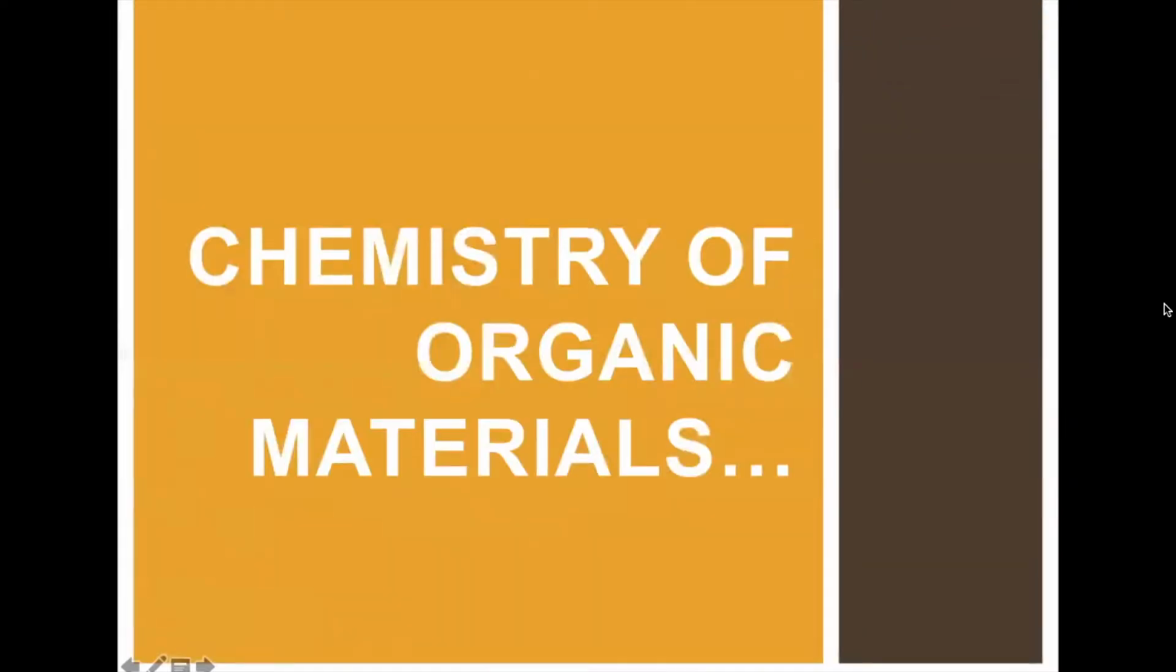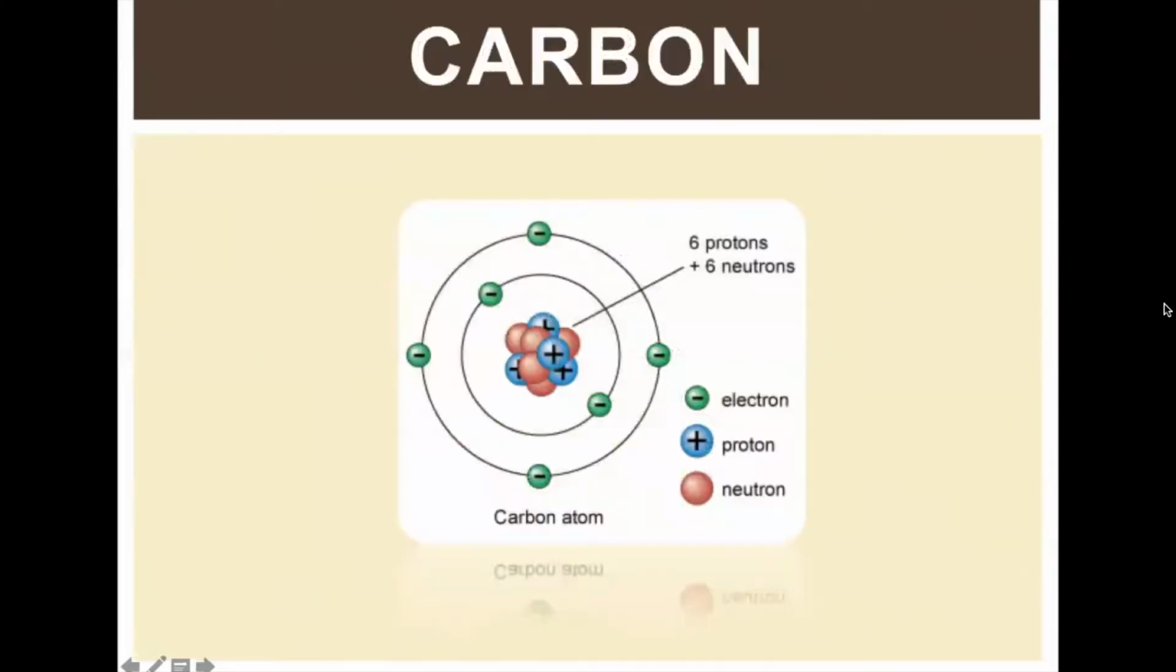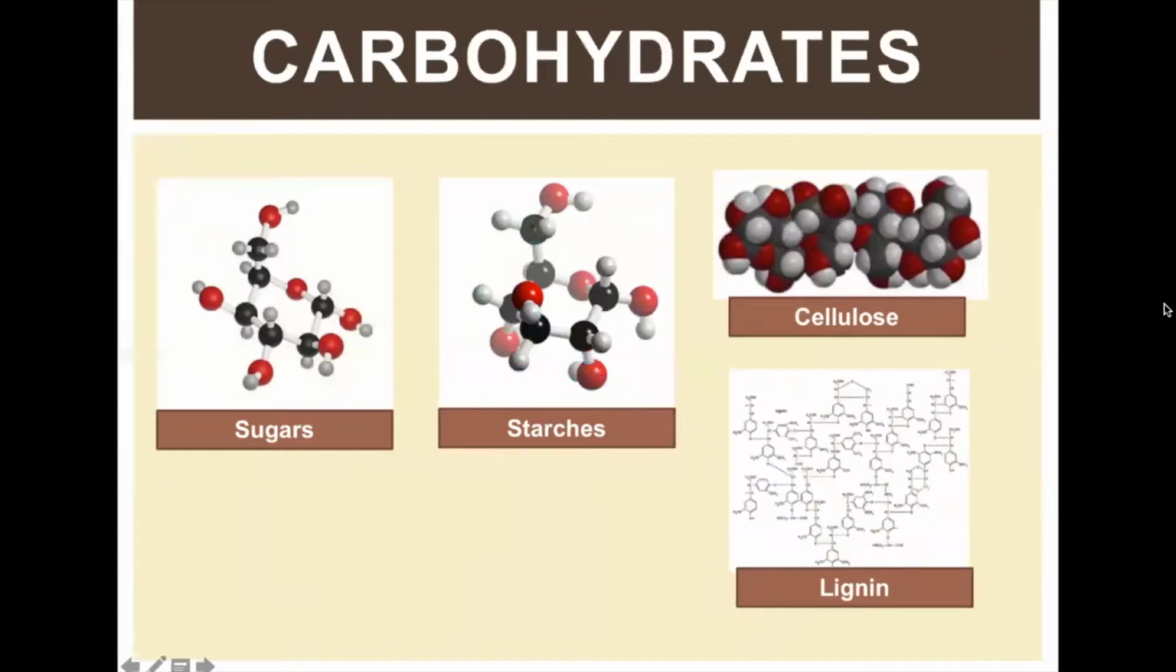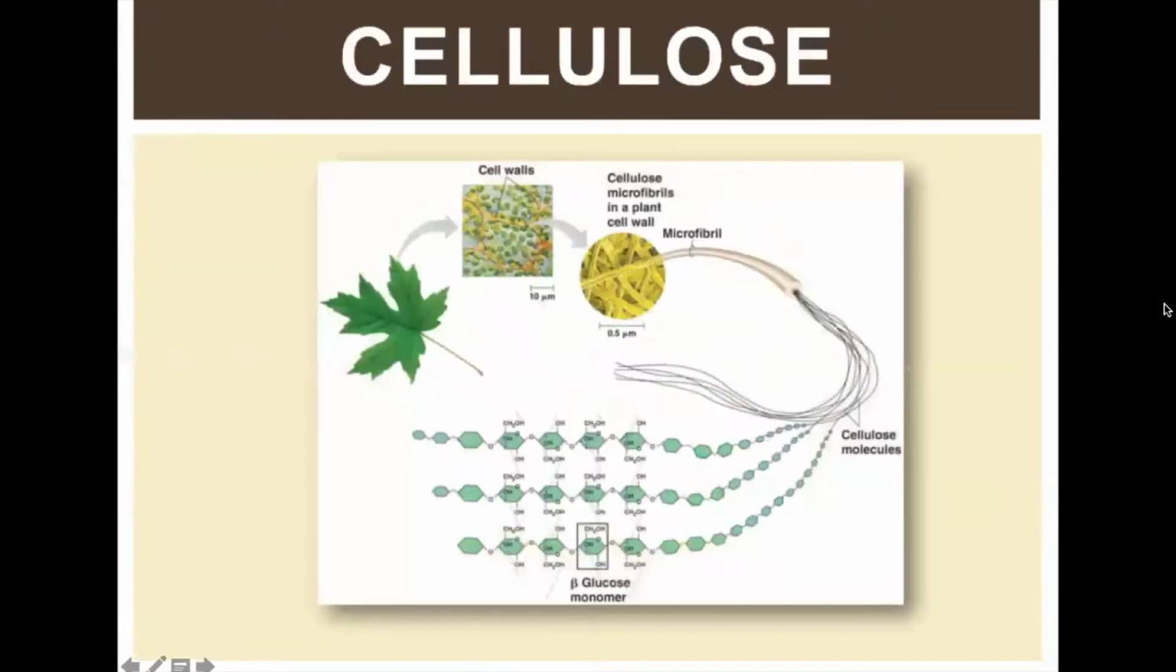Now we'll look a little bit deeper into the chemistry of organic materials. Organic matter produces a couple different things. We have carbon, and carbon creates carbohydrates such as sugars and starches and cellulose and lignin, right? Plants use these sugars and starches to store their energy. They also have cellulose, and cellulose is the main structure of the plant. Humans digest cellulose very poorly, and this may cause digestive issues. The cellulose may also be called fiber.